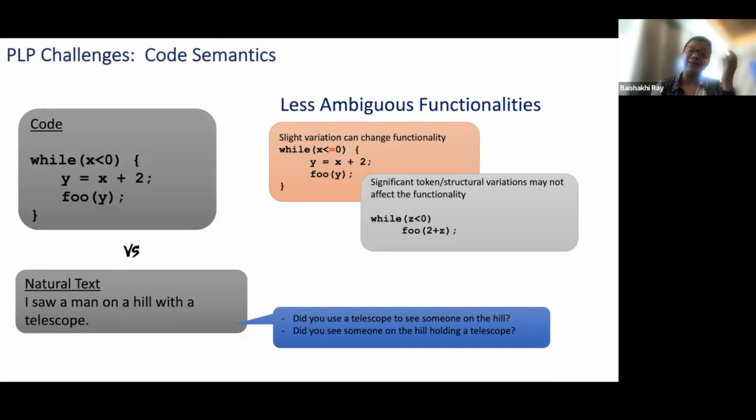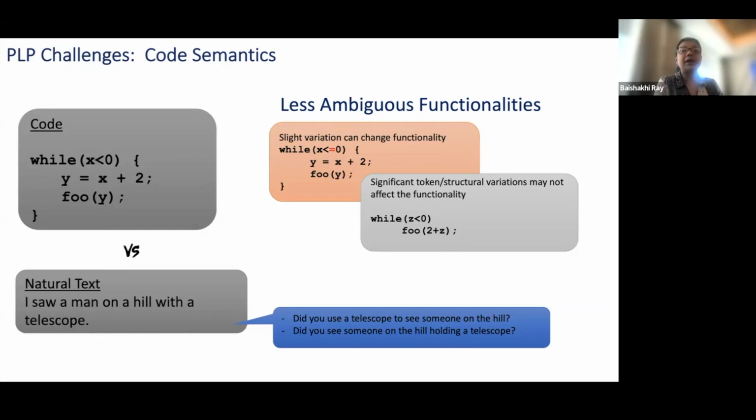So natural language by design can tolerate some semantic ambiguity. For example, if I say a sentence, I saw a man on a hill with a telescope, this sentence has an ambiguity, right? We don't know whether you mean that you used a telescope to see someone on the hill, or you saw someone on the hill holding a telescope? And natural language is perfectly fine with such open interpretation because it can tolerate ambiguity.